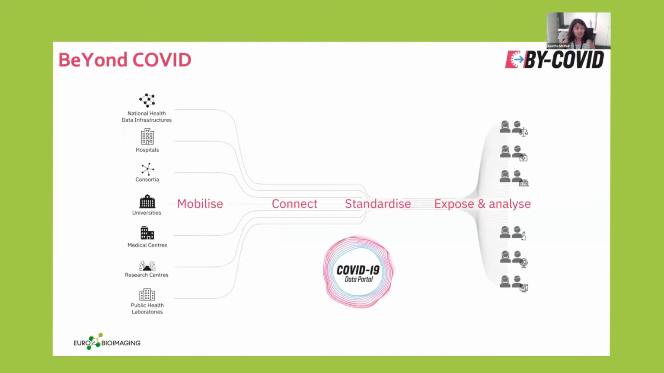So the Bicovit project, or the Beyond COVID project, is actually getting data from very different and diverse resources. This could include national health data research infrastructures, hospitals. It includes different kinds of data, from basic research to biomolecular data, which could be related to patients or viral sequences.